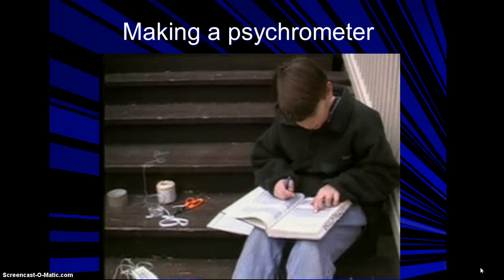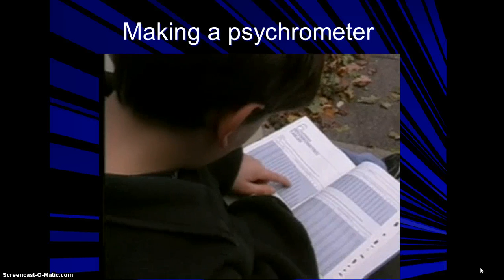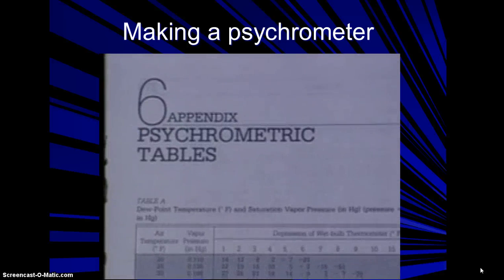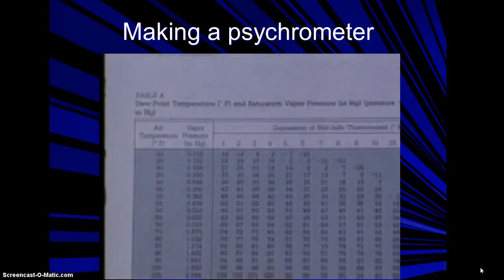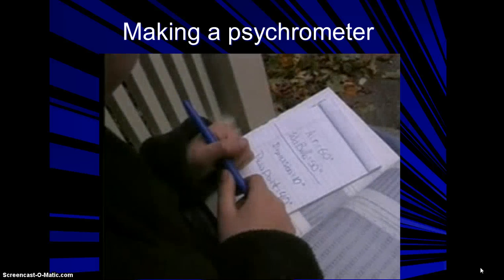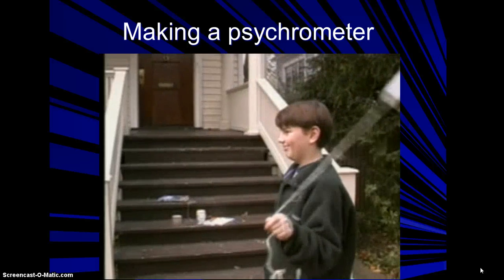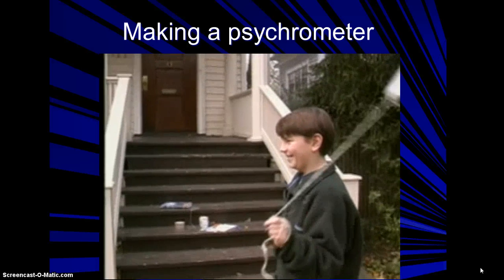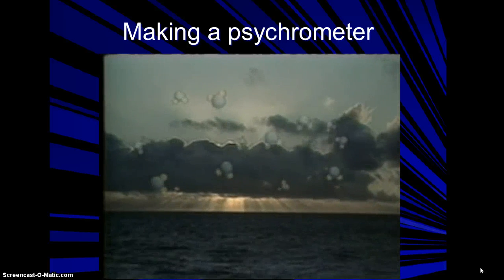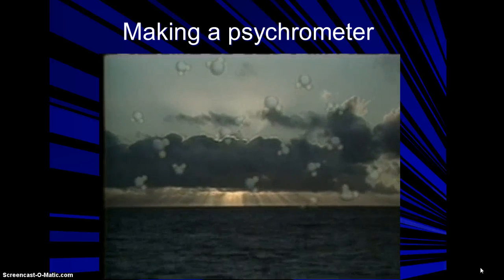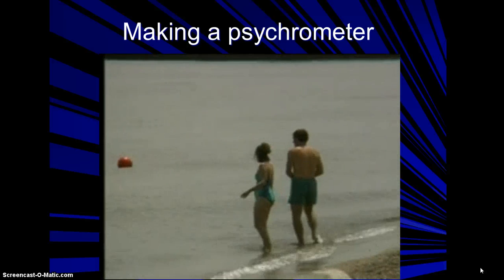Use your psychrometric table to locate where on the chart the dry bulb temperature and wet bulb depression meet. Depending on which chart you use, you'll either find the dew point or the relative humidity. Now you know how much moisture is in the air. It's important to notice in this experiment that the shoelace dries out because water evaporates into air. When water evaporates, the air cools, and that's why the wet bulb temperature fell. It's the same reason why you feel cool when you get out of the water at the beach.